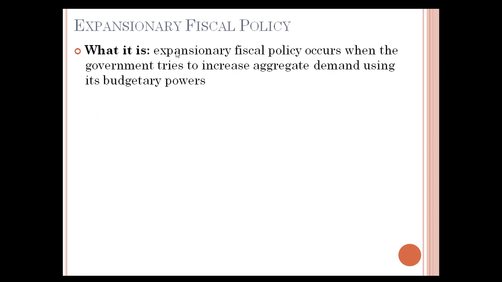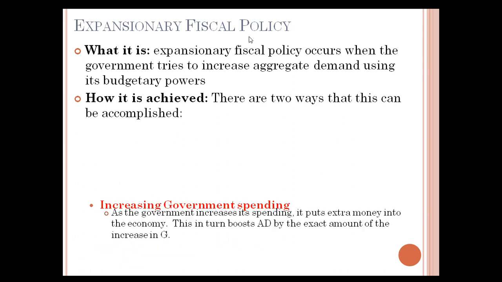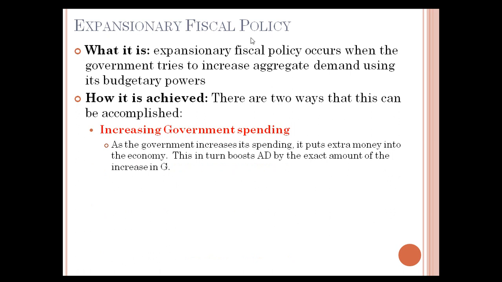And as I mentioned, expansionary fiscal policy occurs when you're trying to increase aggregate demand using the powers that a government has to spend money. And it would use those powers whenever it releases its annual budget. And that's both federal and provincial in Canada. There are two ways that this can be accomplished. The first is by increasing government spending.